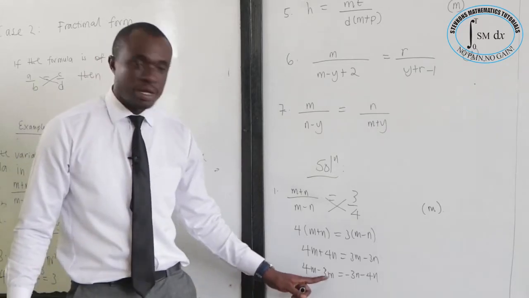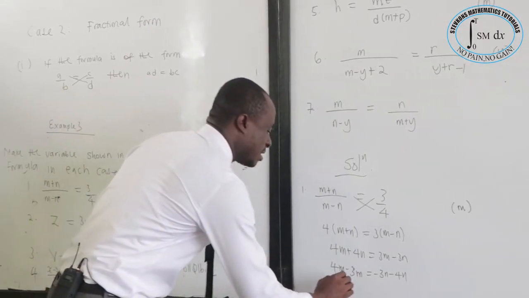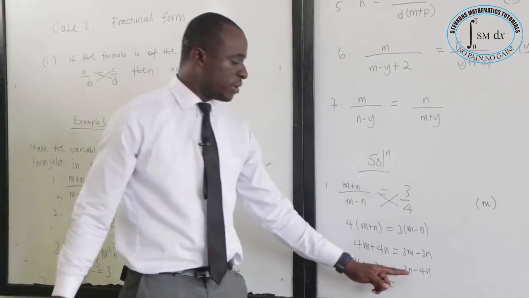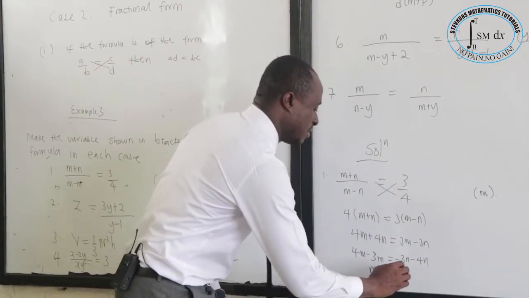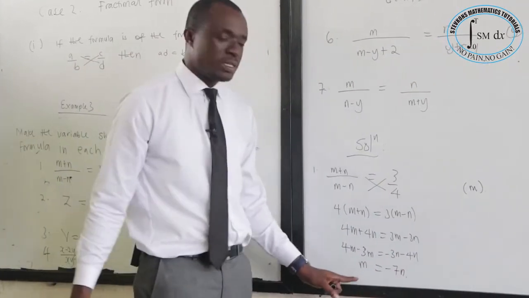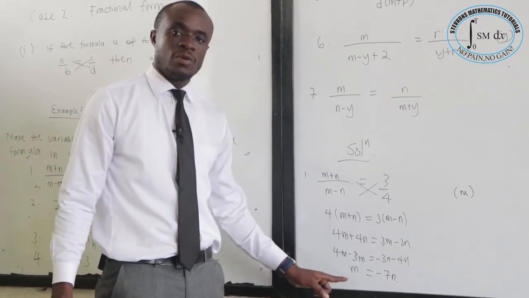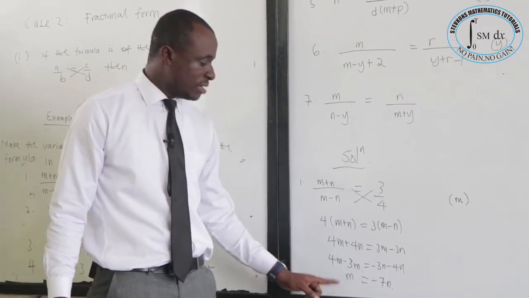Now what is 4m minus 3m? This is giving us m. Now negative 3n minus 4n, this is giving us negative 7n. So in this case, we've made the m stand on its own, which is we've made m the subject.